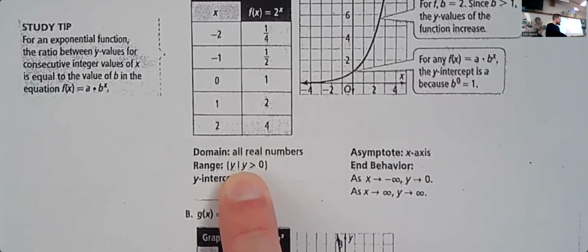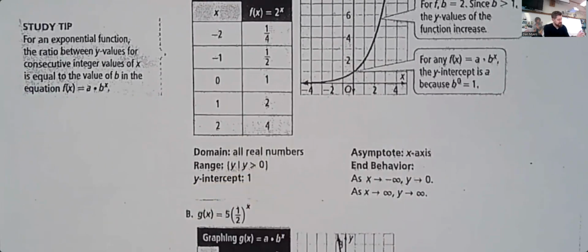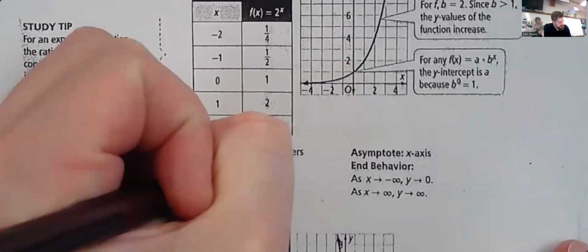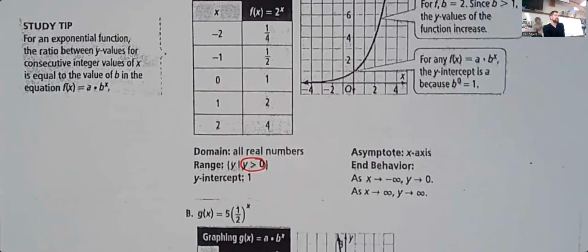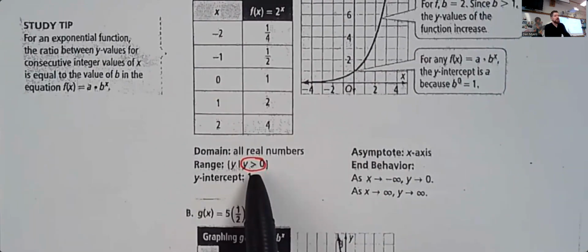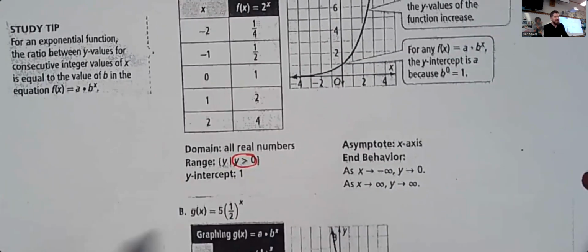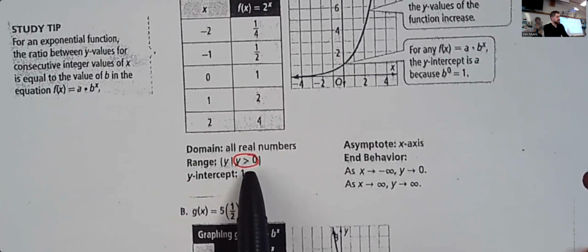I generally don't write things like this. If I was writing this, I just would have said y is greater than 0. That's how I would have written my range. This just says for all values of y, y is greater than 0. But most of the time, I just write an inequality. In that case, it means the same thing.